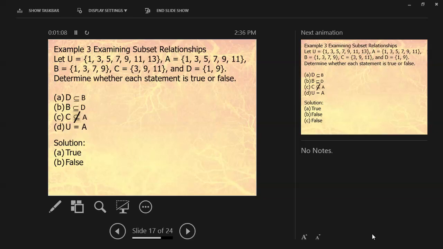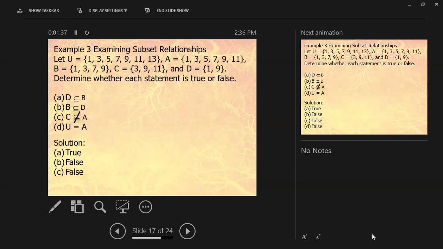So can we say C is not a subset of set A? In other words, is there something in C that's not in A? Let's see. 3, 9, 11. So actually C is a subset of set A, right? So is this a true or false statement? This is false, because this is saying C is not a subset, but it is a subset. So it's false.